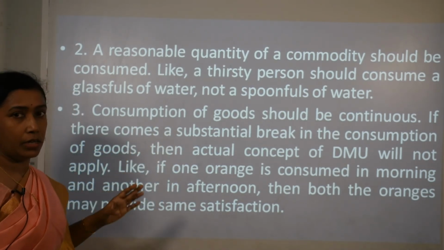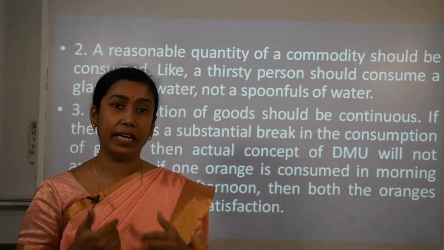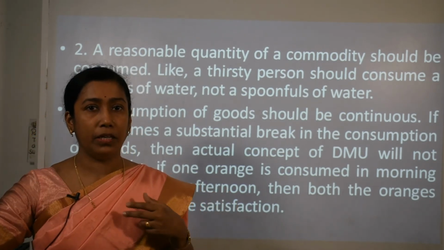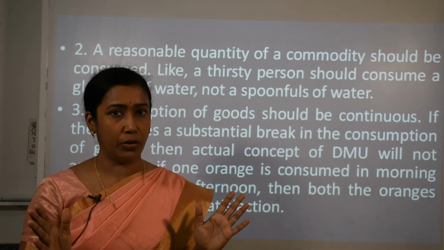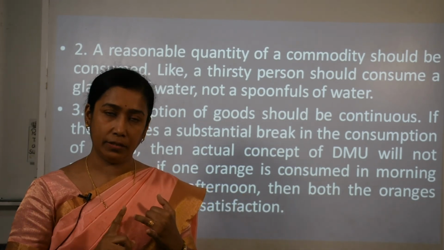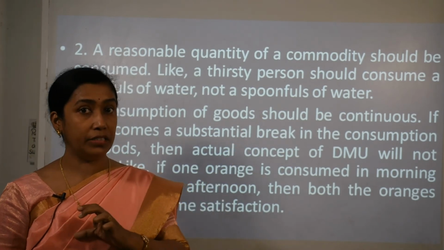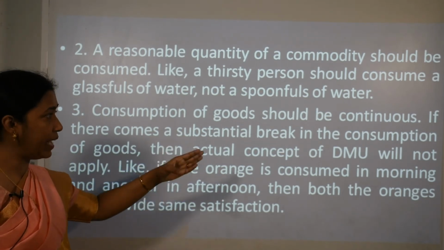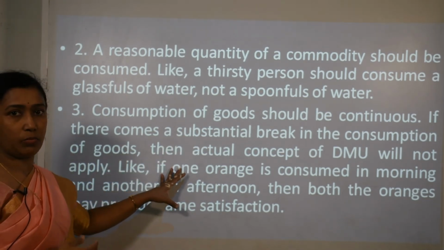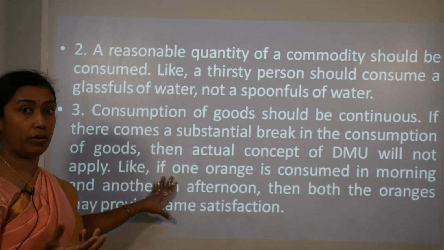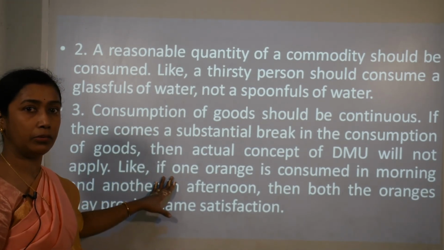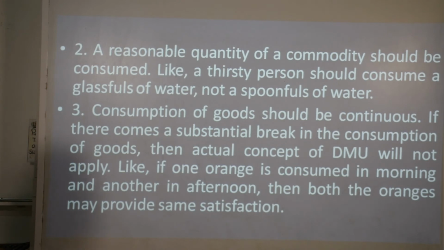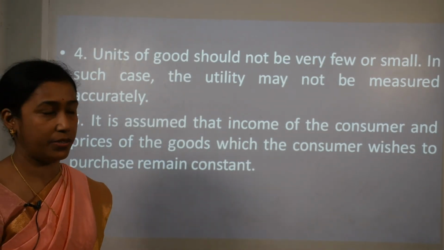Consumption of goods should be continuous, and the consumption of goods must be at a particular time. It's not that you drank a glass of water in the morning, one in the afternoon, then one in the evening. It's not like that, then the law of DMU will not apply. Diminishing marginal utility, this law applies when you have continuous consumption of a particular good. So if there comes a substantial break in the consumption of goods, then the actual concept of DMU will not apply. Like if one orange you have consumed in the morning, another in the afternoon, another in the evening, the law of DMU will not apply in that case, because it may not provide you the same level of satisfaction.